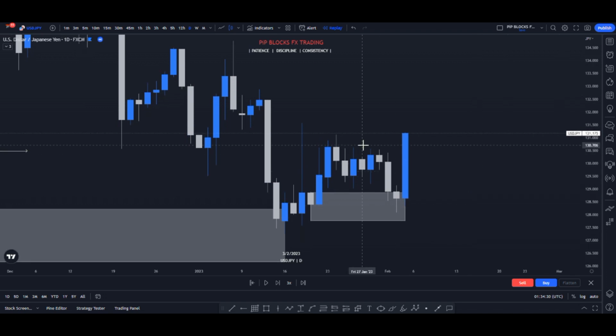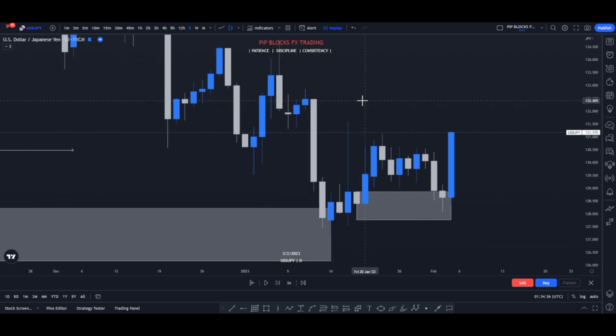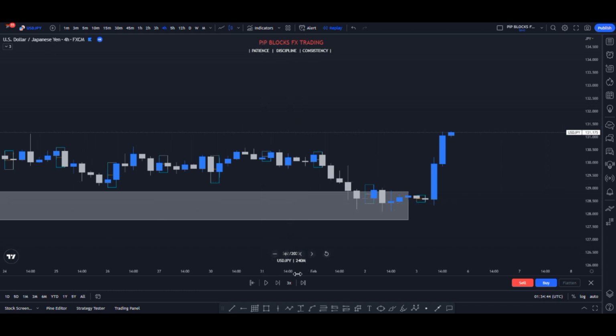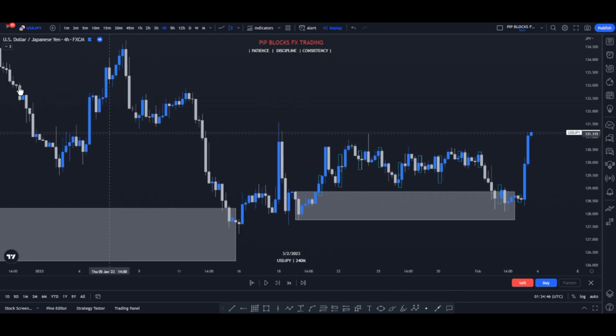I'm expecting the market to come here, clear this one out or this one out, and then trade somewhere above here. But since I was just expecting market movement within some few weeks, I decided to go to the 4H time frame.